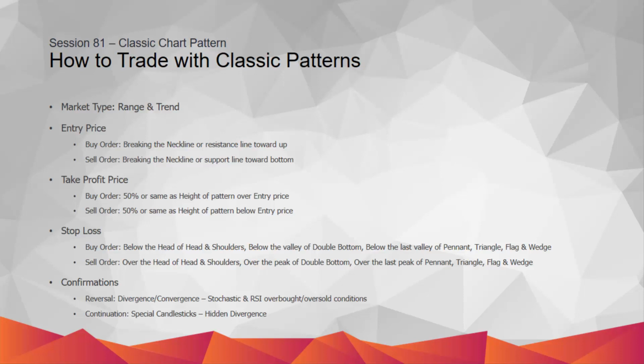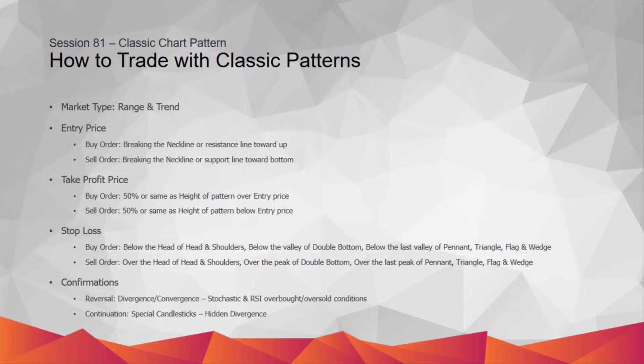The entry price for buy order is the breaking spot on the neckline or a resistance line toward up. The entry price for sell order is the breaking spot on the neckline or support line toward bottom. The take profit price for buy order equals the half of the height or the same as height of the pattern over entry price. The take profit price for sell order equals the half of the height or the same as the height of the pattern below entry price.